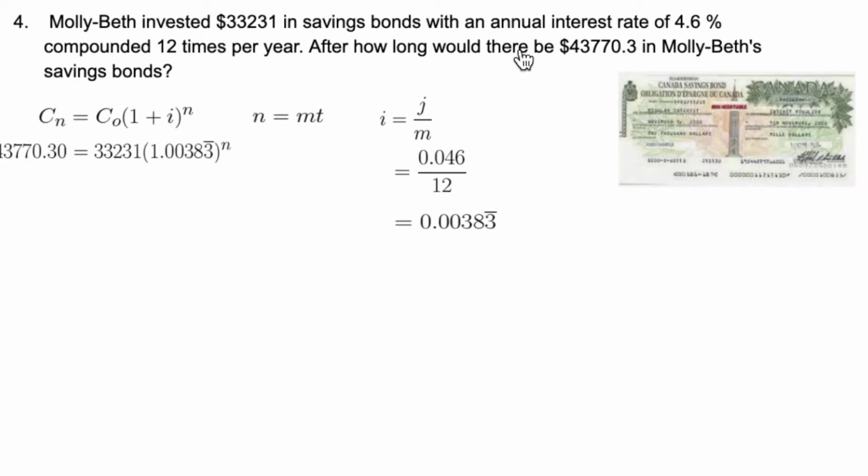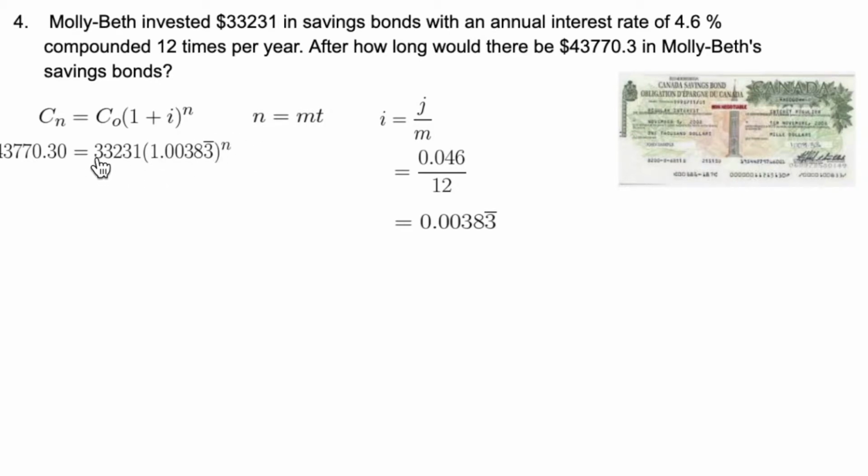And the C sub n, the final amount, $43,770.30, is equal to the initial amount, which is $33,231, times 1.00383 repeating to the power of n. So I want to get all of this stuff alone. I want to get the n alone as much as possible.